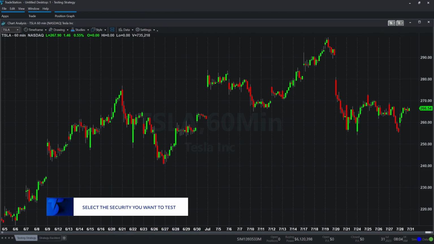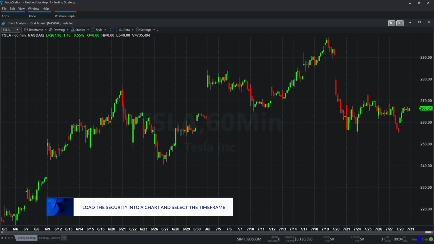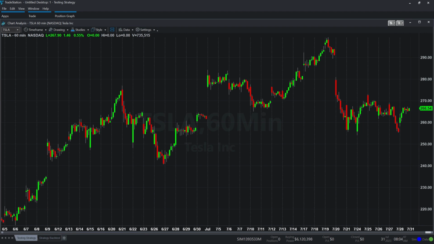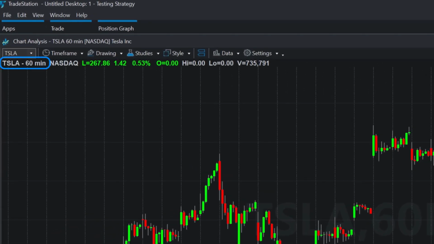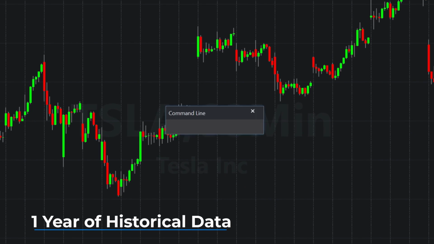First, select the security you want to test. You can test your trading strategy against any security that TradeStation offers. Load the security into a chart and select the time frame on which you want to test the strategy. Let's work through an example. Here is Tesla on the hourly chart. For a backtest, we need to consider the amount of data that we want to test. In this example, we'll load 1 year of historical data.